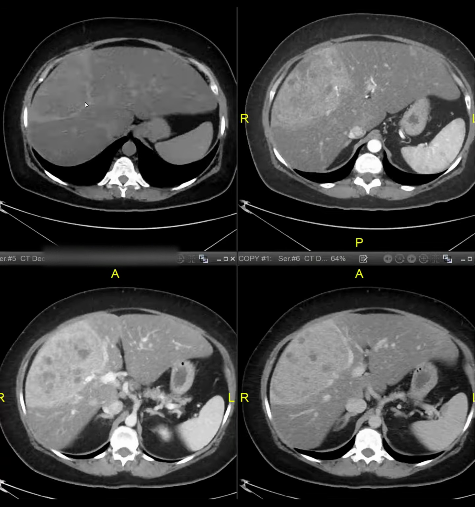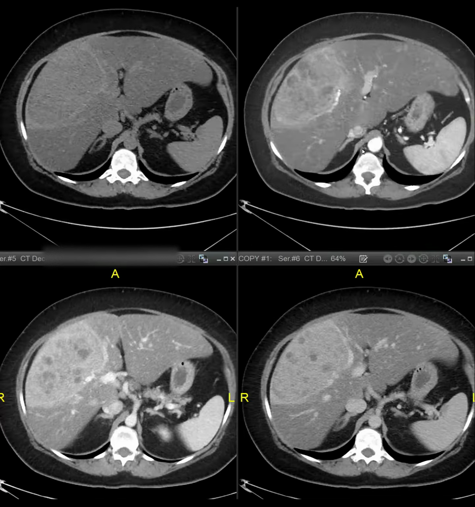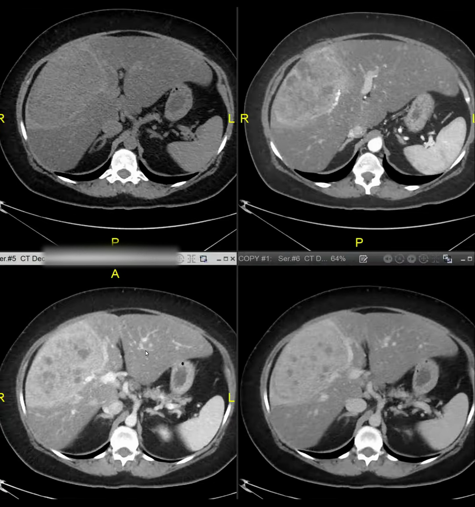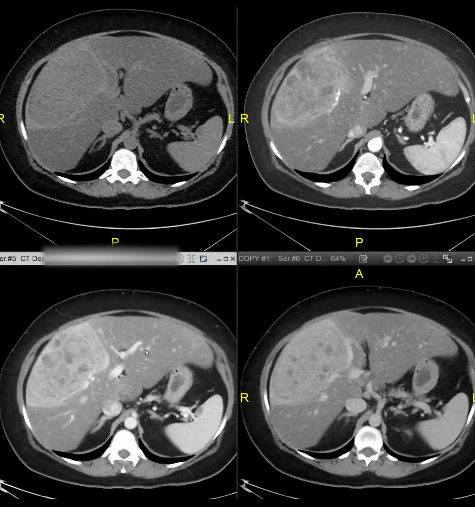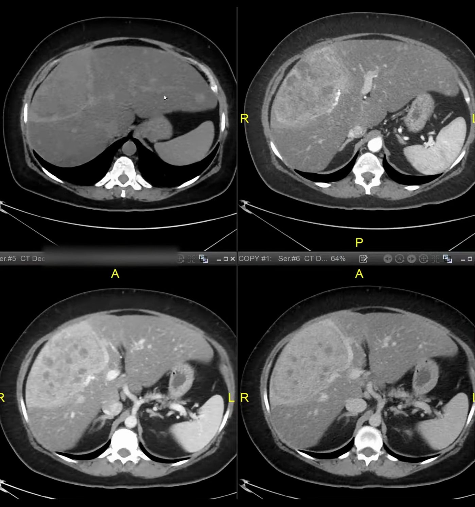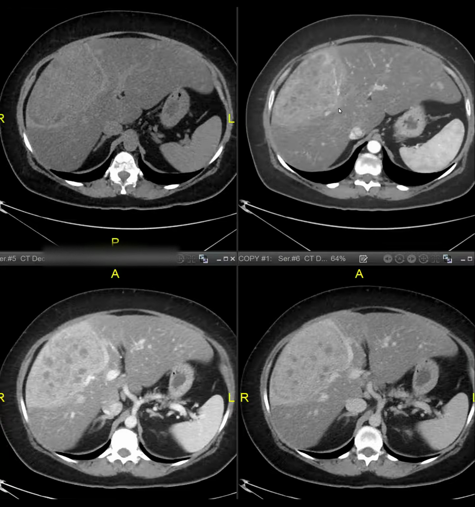This is a young to middle-aged woman, and this is her CT. You can see the liver looks fatty, and she has this big mass that's heterogeneous. There are cystic spaces in it.